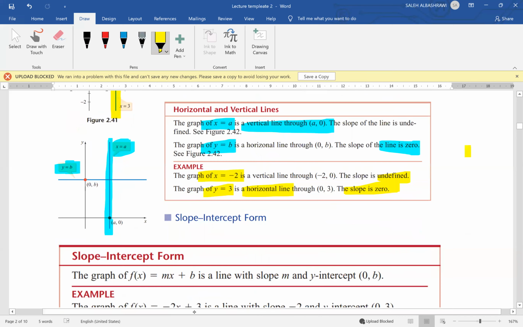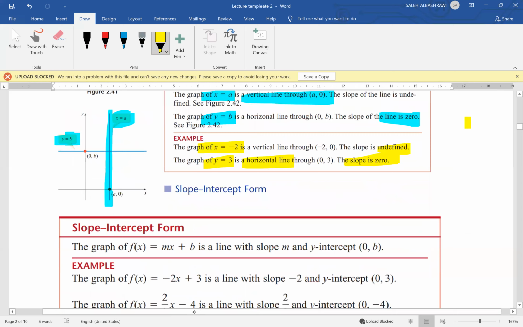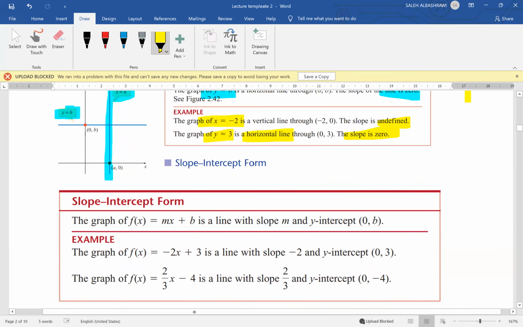Now, in general, the equation of the line can be written in this form, mx plus b. We call this the slope-intercept form. As we studied before, m is the slope and b is the y-intercept. So f of x equal to mx plus b is a linear function, where m is the slope and (0, b) is the y-intercept. So we call this form the slope-intercept form.